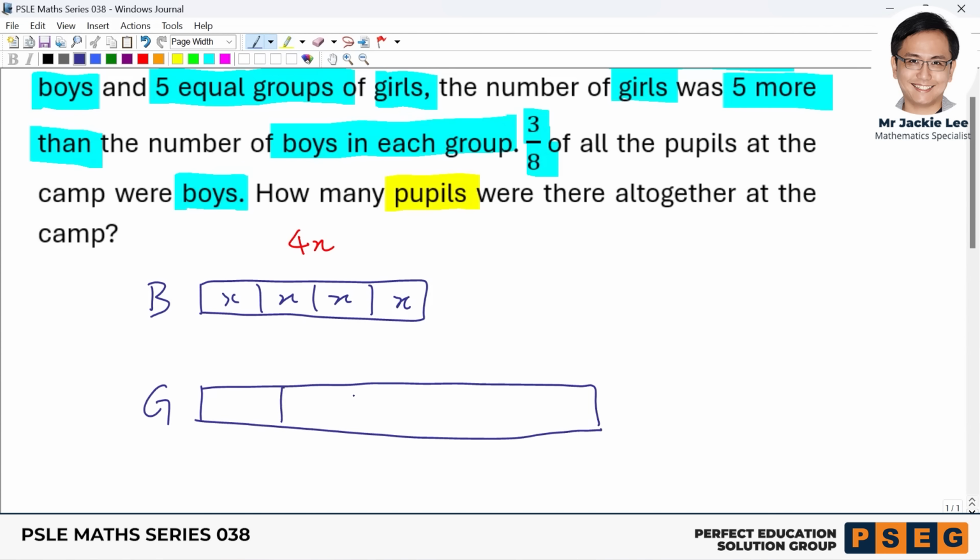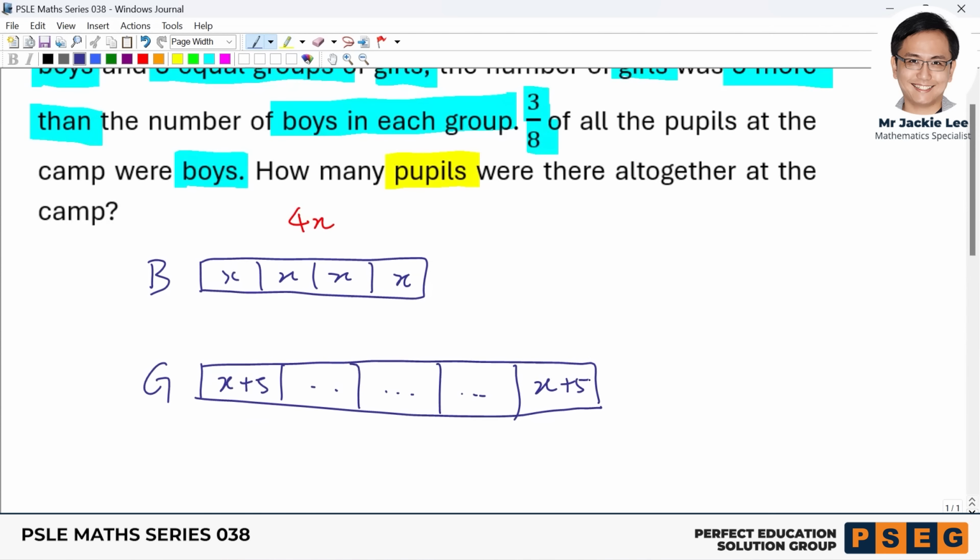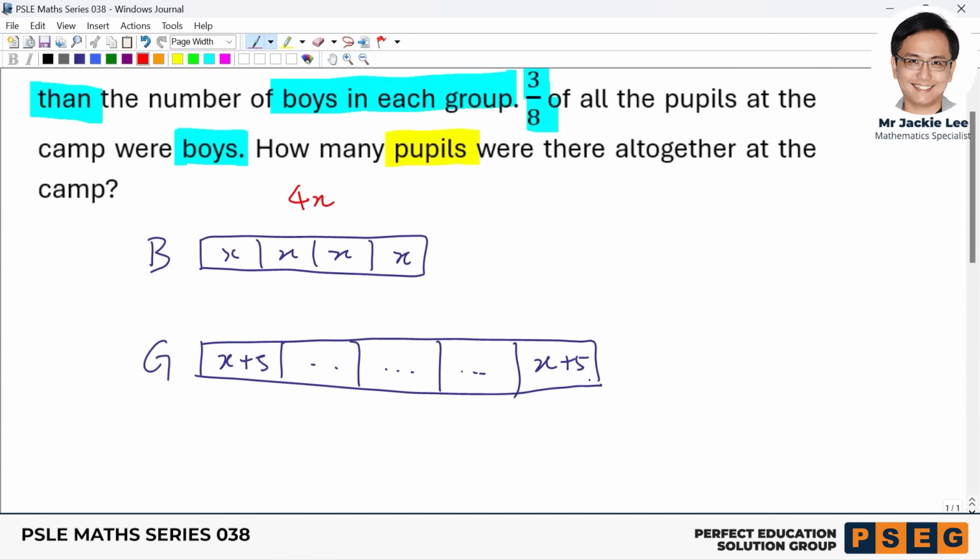So 5 groups: 1, 2, 3, 4, 5. Then each one is X plus 5, right? All the way, all these just repeat until the last one, also X plus 5. So collectively here, I think we have 5X plus 25, am I right? 5X plus 25.